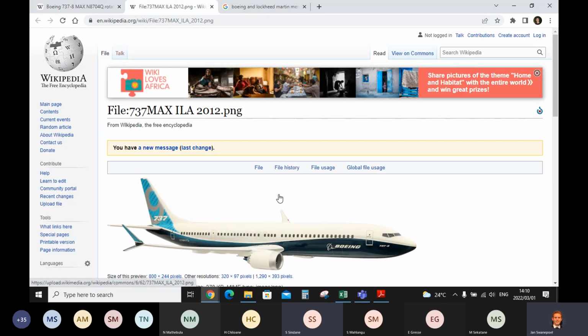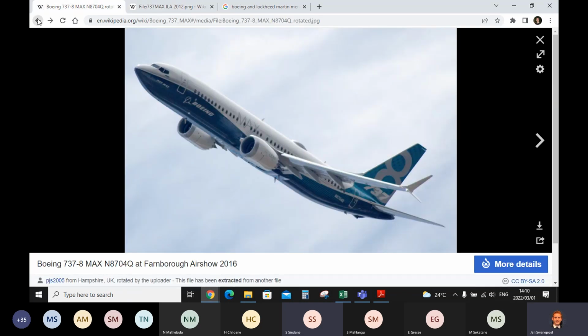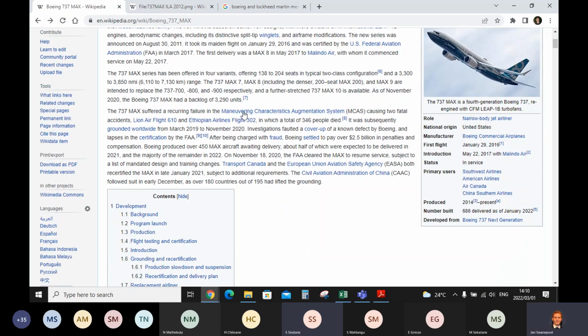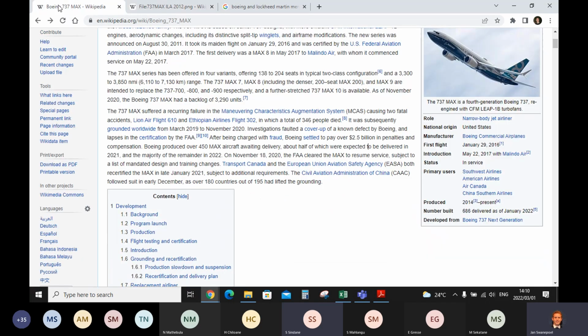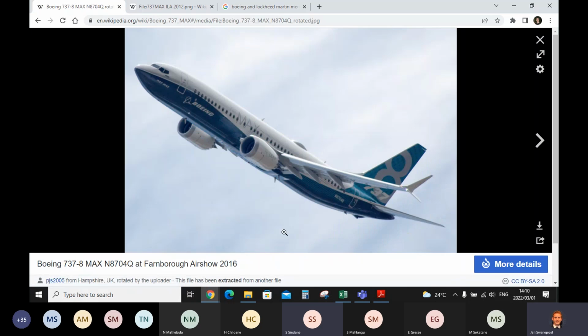So you can see there the bigger engines. This was called the MCAS system, right? The MCAS system, to control this tail plane so that they can counter for the additional weight. They didn't tell the pilots about this. They didn't even tell the airlines that bought this aircraft about this new system. So the pilots weren't aware of this.